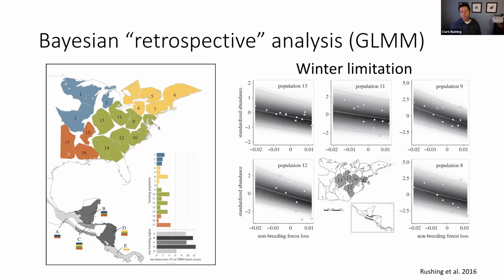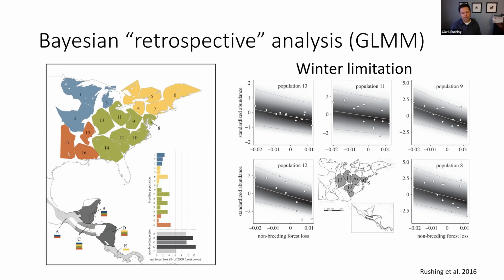One of the things that we found in this analysis was that for some of the populations, particularly these areas that are within the real core of the wood thrush breeding range, there was this really strong correlation between loss of habitat on the non-breeding grounds and the abundance of wood thrush that show up the following year. So this, again, suggests that some of these populations may be primarily limited by the availability of winter habitat.